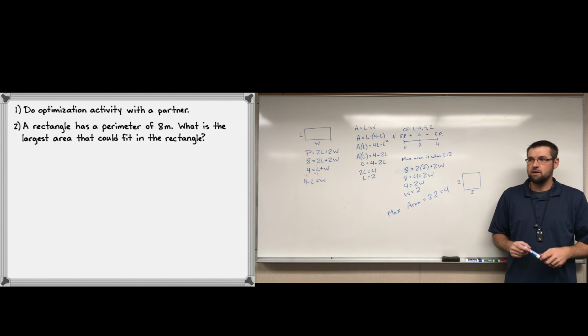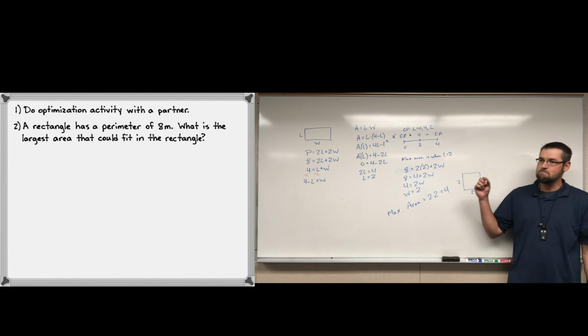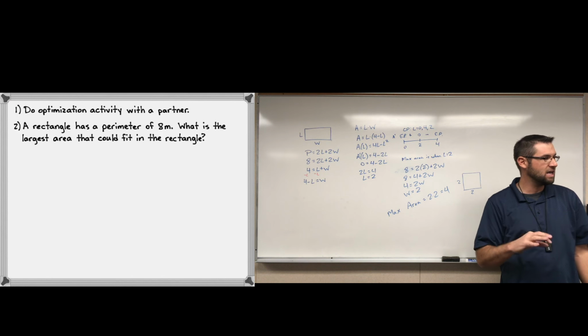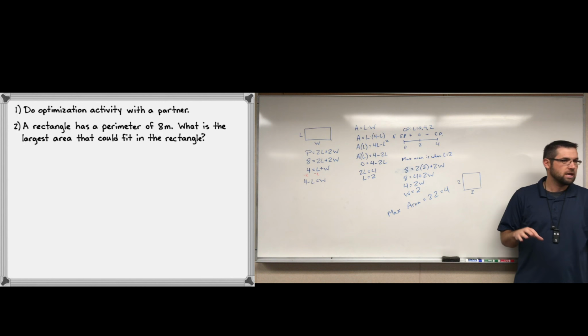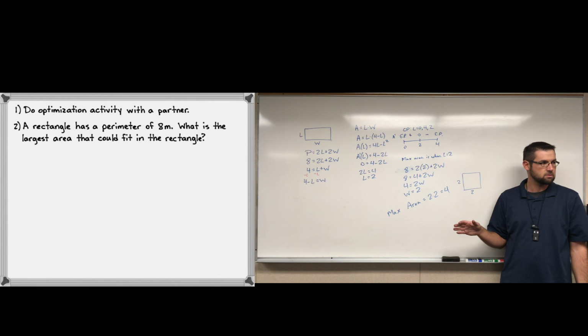Now this is interesting, and we can express this in general: the maximum area of any rectangle always occurs when you have a square and nothing else. That's why a square is so unique.